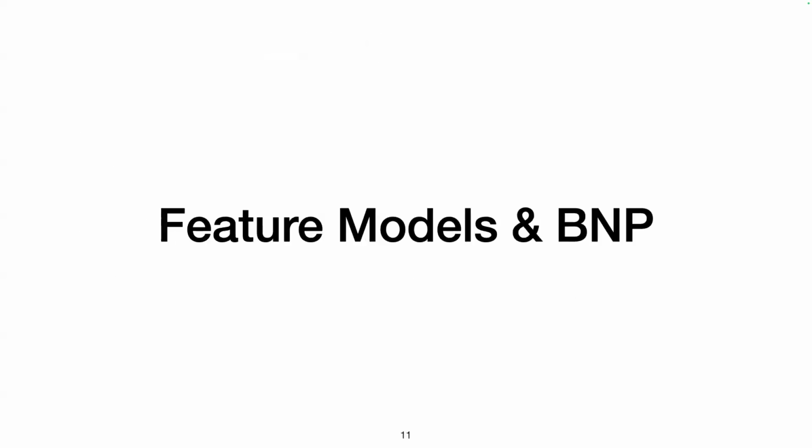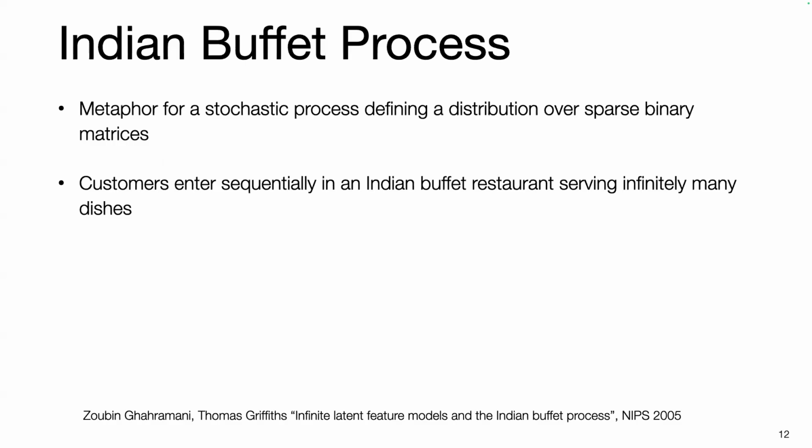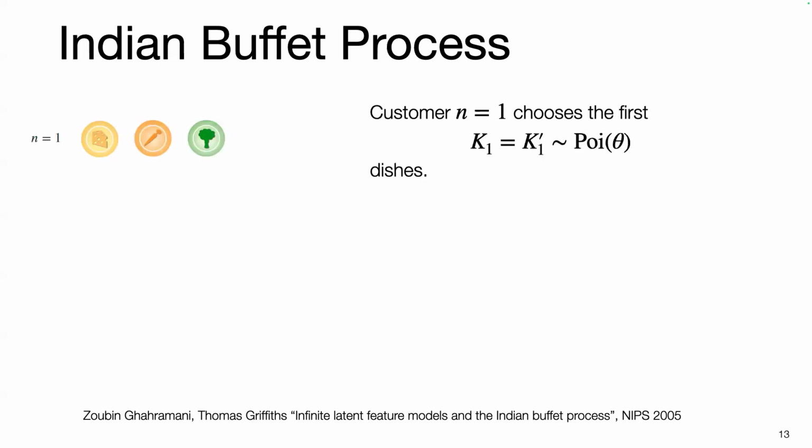So getting on with the talk, the first and probably most famous model for feature allocations is the Indian buffet process. So this is actually a metaphor for a stochastic process that defines a distribution over sparse binary matrices, where customers enter sequentially, one by one, in a restaurant that serves an Indian buffet with infinitely many dishes. And so the metaphor goes as follows. The first customer enters the restaurant and draws a Poisson random variable, say K1, which is Poisson with parameter theta. Suppose that K1 is equal to 3, then customer number 1 selects the first 3 dishes.